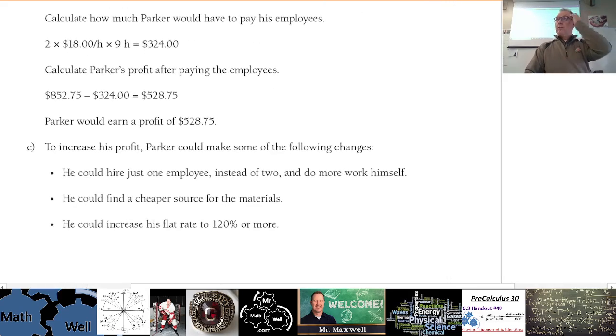Okay, he could do it himself and not pay the people. Yeah. He could also just hire 1 employee instead of 2. That might help. Or do the work himself. So you got that first one. Again, where is he getting his materials from? Could he shop around for a deal or look for a promotion? Okay. And he could increase his flat rate instead of 15% of the materials cost. He could up that to 20%. Okay, so different things that he could do to make more money here.